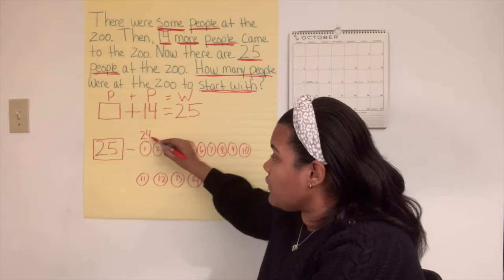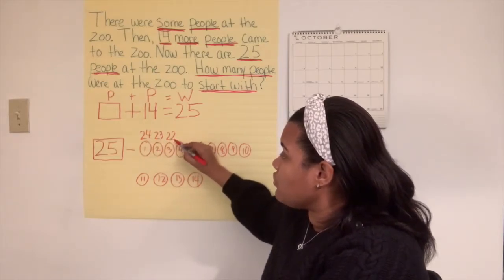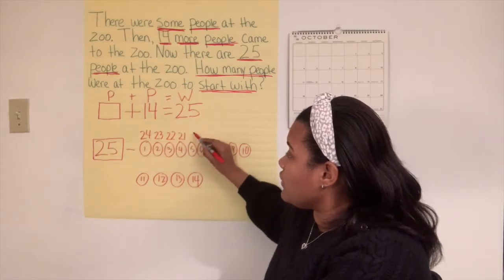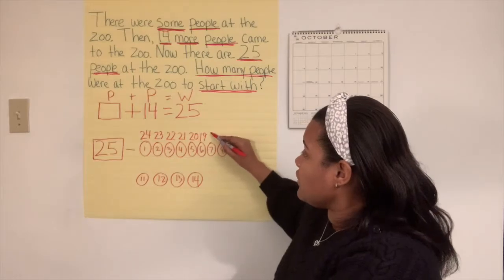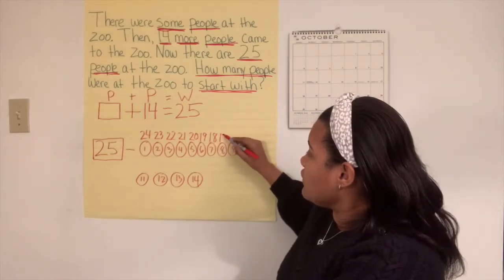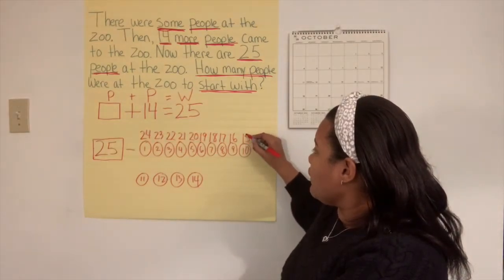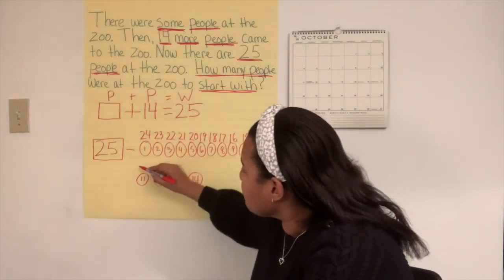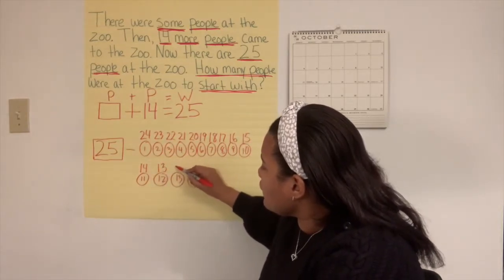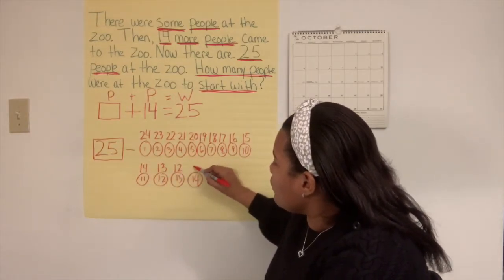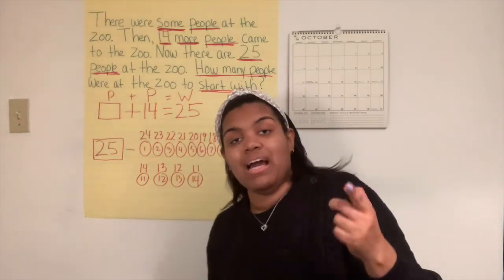Good. 24, 23, 22, 21, 20, 19. Keep counting. 18, 17, 16, 15, good. 14, 13, 12, and 11. So great, but I like to double check.